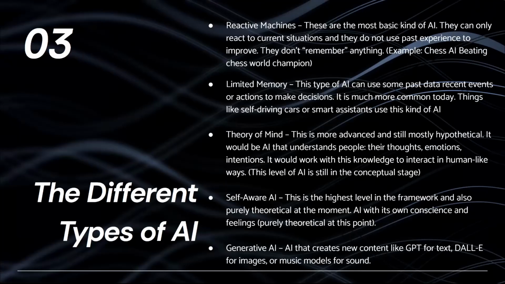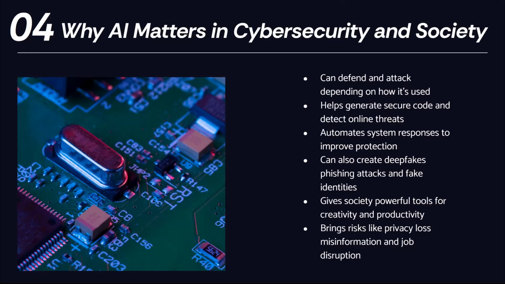Different types of AI: reactive machines, that's like the AI in chess or like Siri on your phone. Limited memory, that's like using past decisions to make better decisions, like a Waymo or self-driving car. Theory of mind is hypothetical, like if AI had emotions and its own thoughts. Self-aware AI is the highest level in the framework, purely theoretical, like AI with its own conscience.